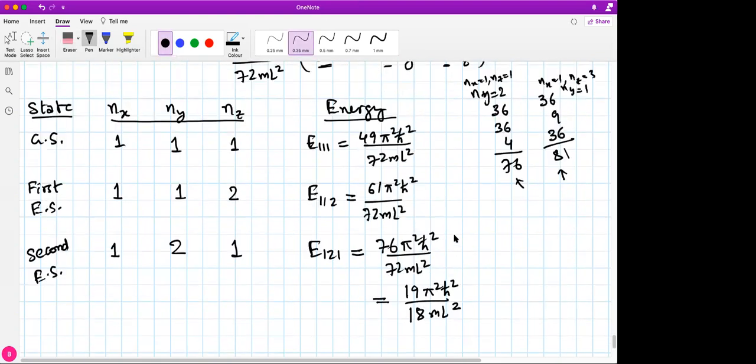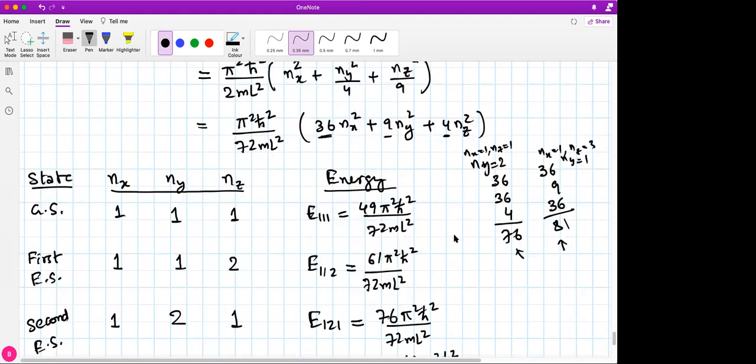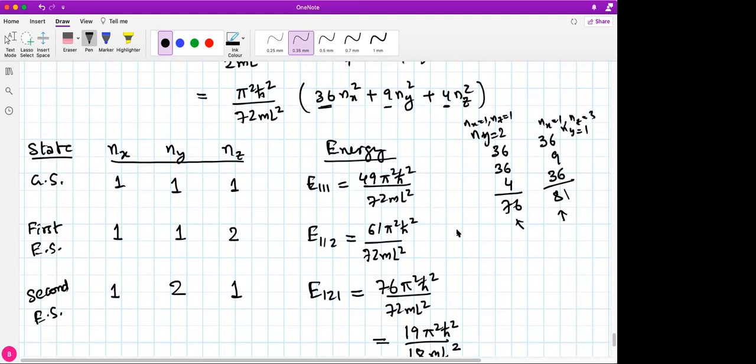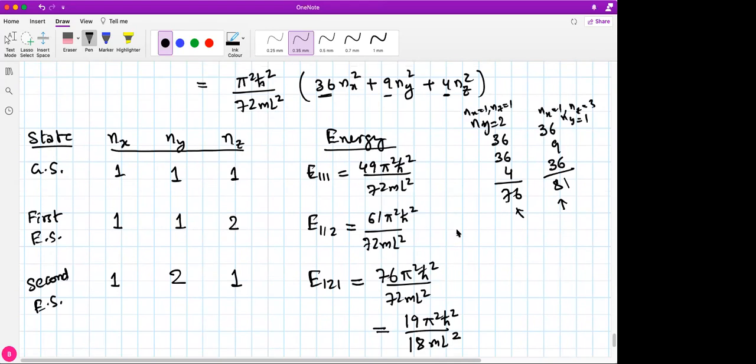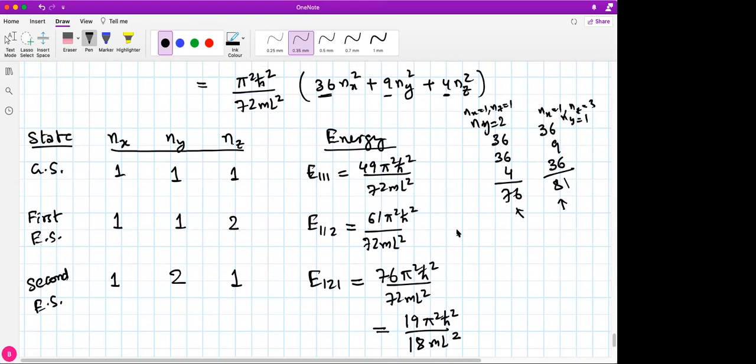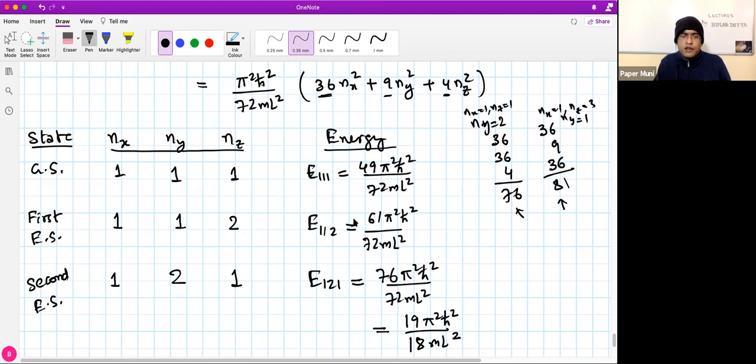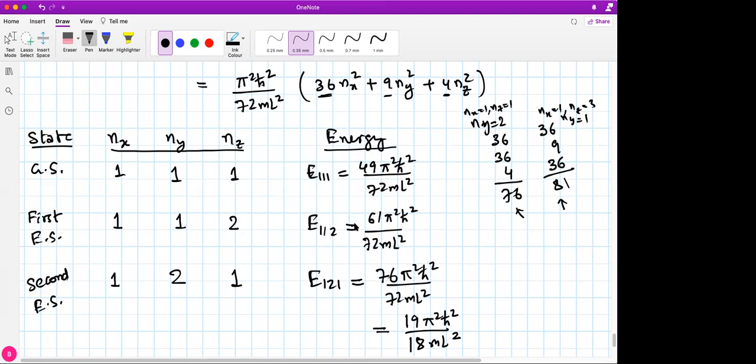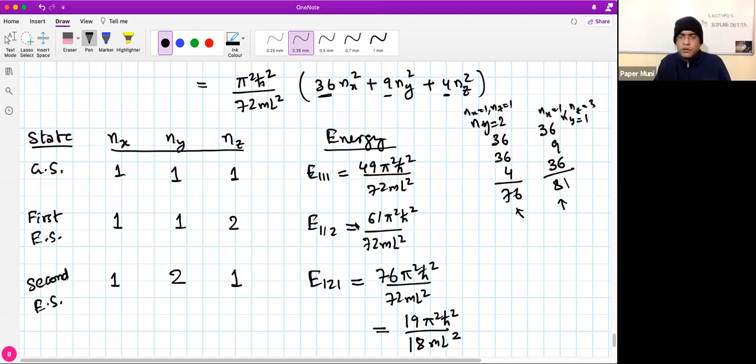Sir, can you please show once again your calculation? Actually, I got 122 as the answer in this. For what? The second excited state, this question. 11 by 30, 11 h square by 36 ml square. How is it? What are the values of nx, ny, nz? 122. Hmm. What about 121?